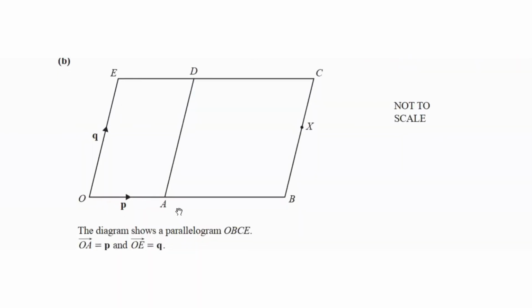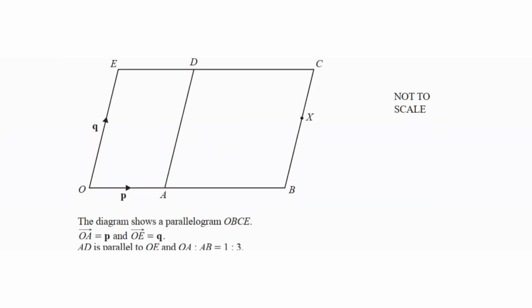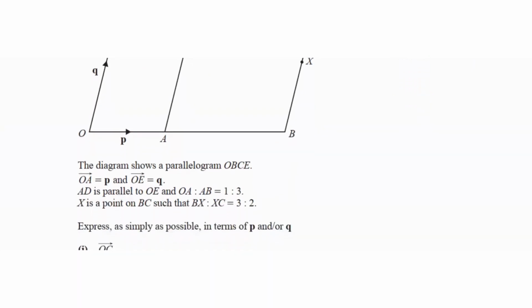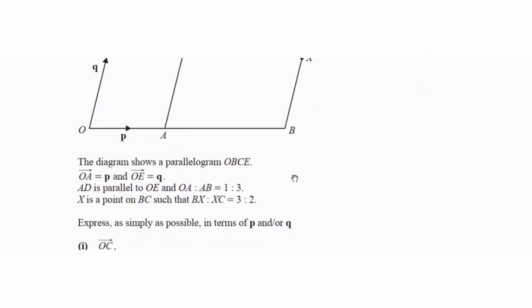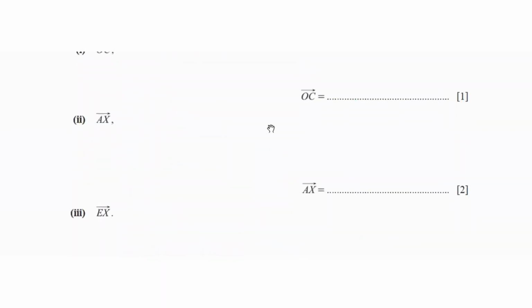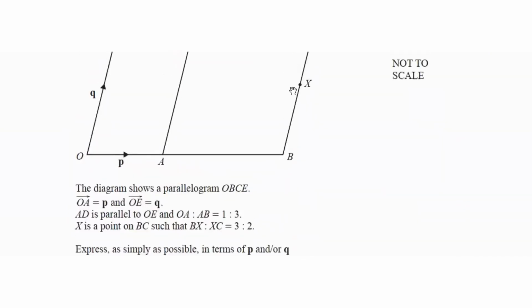Part B says the diagram shows a parallelogram OBCE. OA is P, OE is Q. AD is parallel to OE. OA to OB is 1:3. X is a point on BC such that BX to XC is 3:2. Express as simply as possible in terms of P and/or Q: OC, AX, and EX.